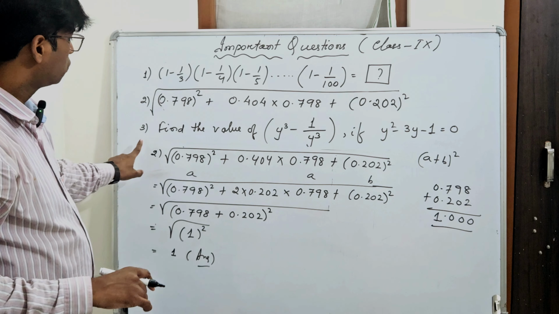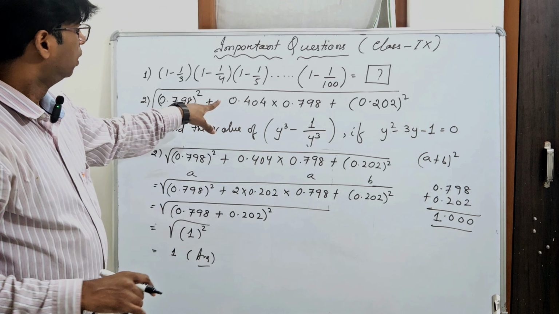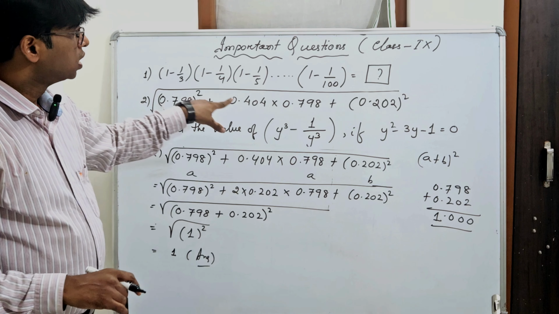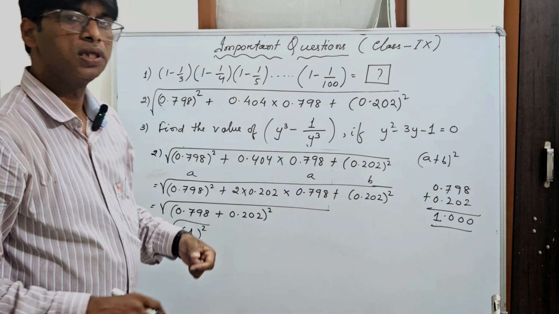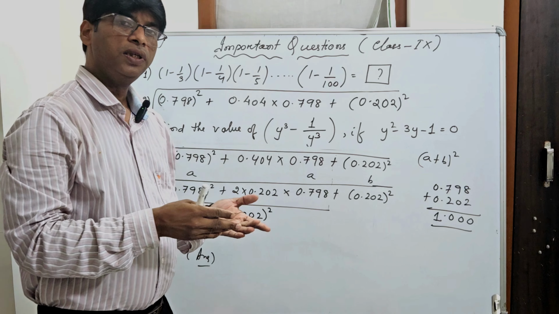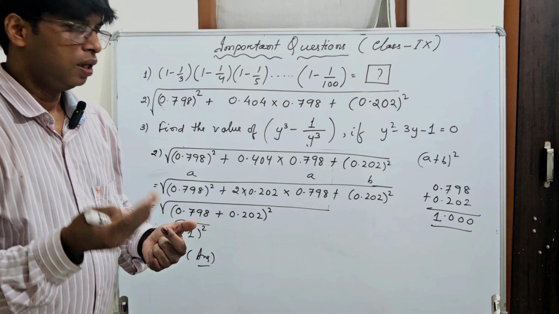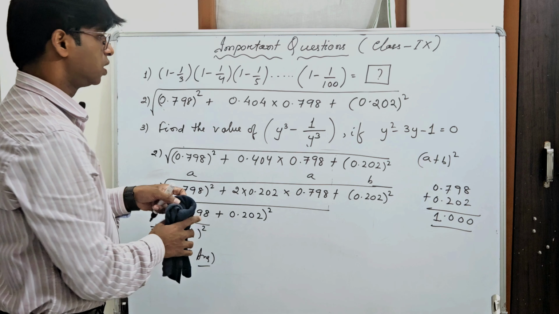So you can easily solve this type of questions, or as many questions related to these, using a specific identity. Not only (a + b)², but also some other questions may be related to (a − b)², (a + b)(a − b), like that, (x + a)(x + b). So these identities can also be used to solve some questions.